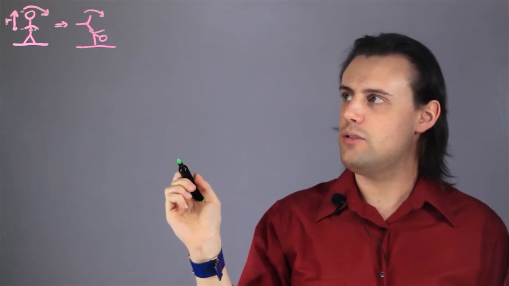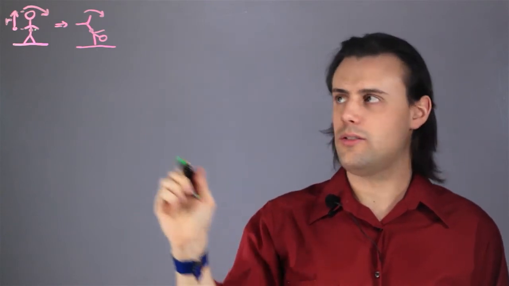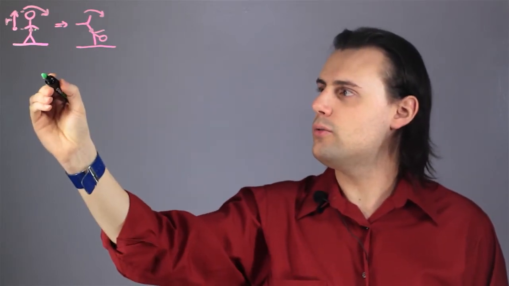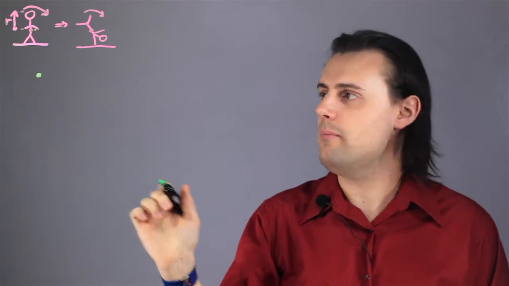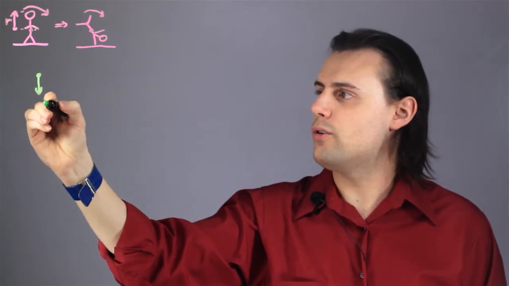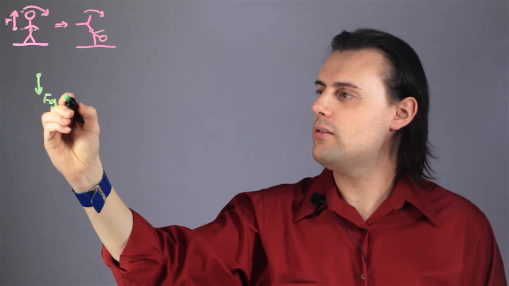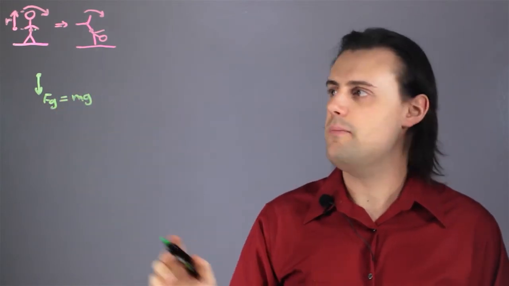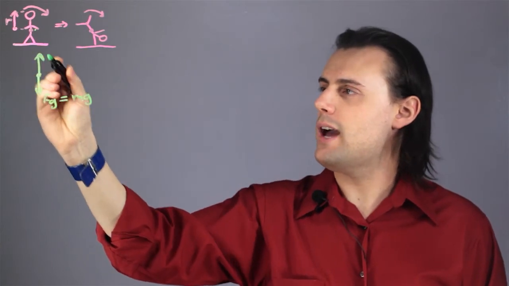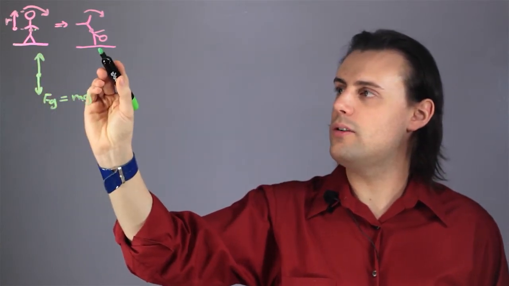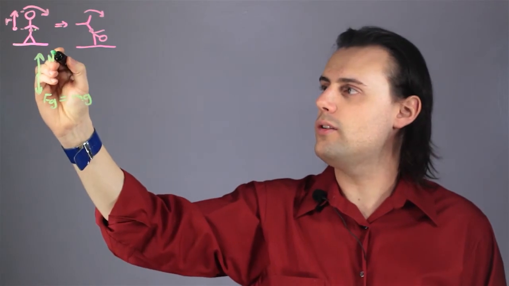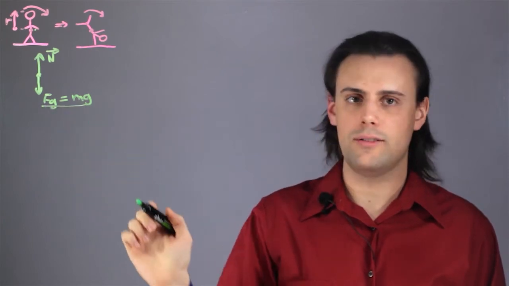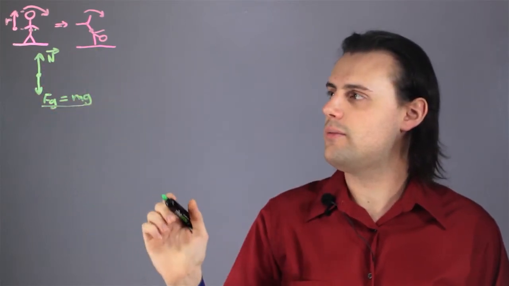And the first thing we're going to do is consider all the forces acting upon this man. So if we condense all of his mass to a single point, we have a free body diagram. And we have, of course, the force of gravity acting downward, which is going to be equal to his mass times the gravitational acceleration g. And to counteract that, we have the force of the ground acting on the man. This is the normal force, which is equal in magnitude to the gravitational force, since this is a flat surface.